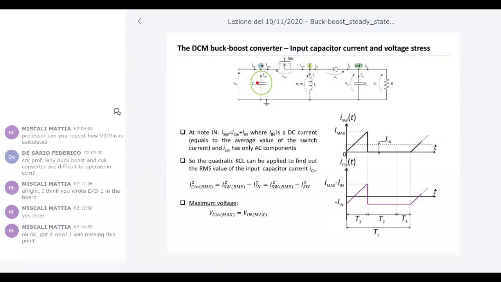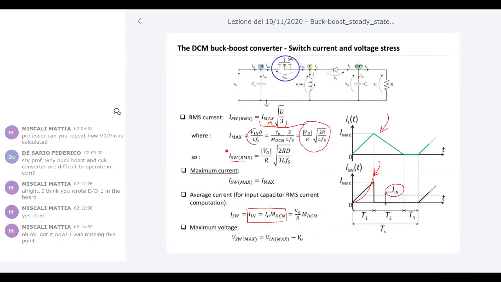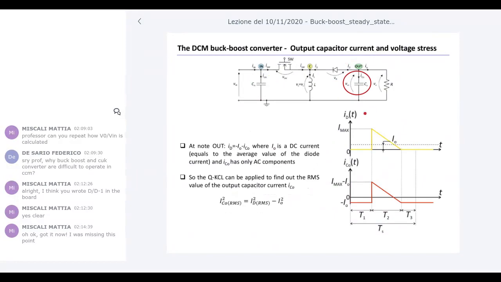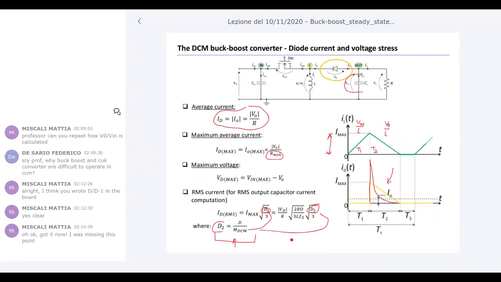Input current: you have to apply the quadratic Kirchhoff current law, because the current is simply the difference between the square of the root mean square value of the switch current and the square of the average input current. This expression here was already derived before. Here, the average value is something that we compute here, so we can get the differences. What happens for the output capacitor? The same. Quadratic Kirchhoff current law here, in which the root mean square value of the diode current was specifically computed before for that reason.